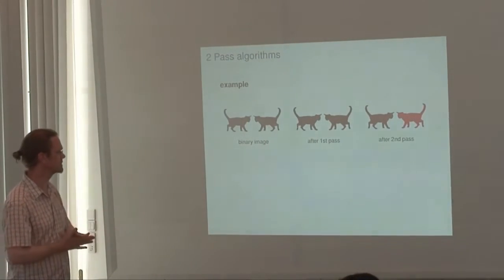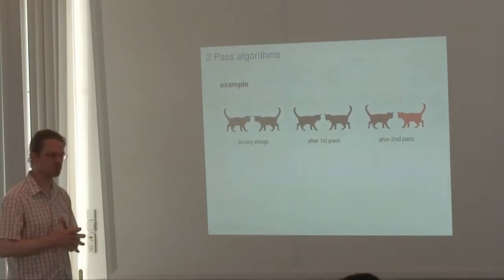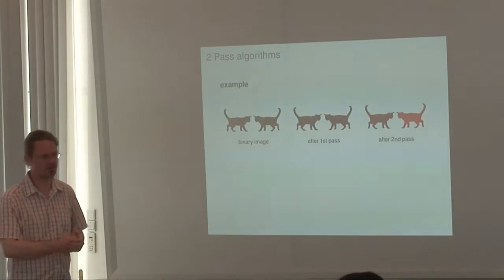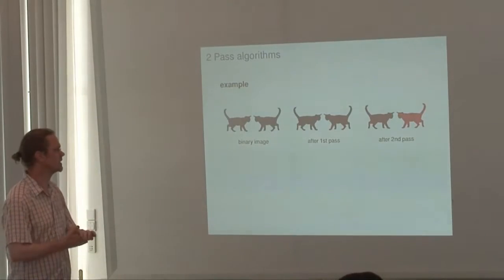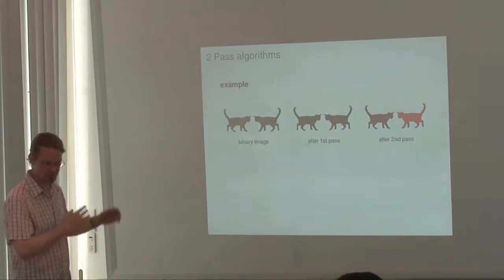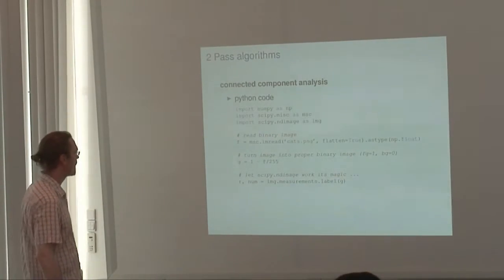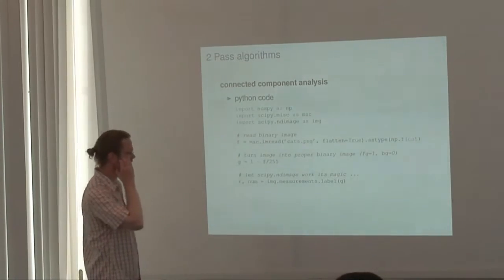And this is, of course, from the point of view of computational efficiency, trivial. You can't get that any faster. It's very nice. So by means of two passes over the image, we can identify disjoint regions. Here is how I did that in Python.